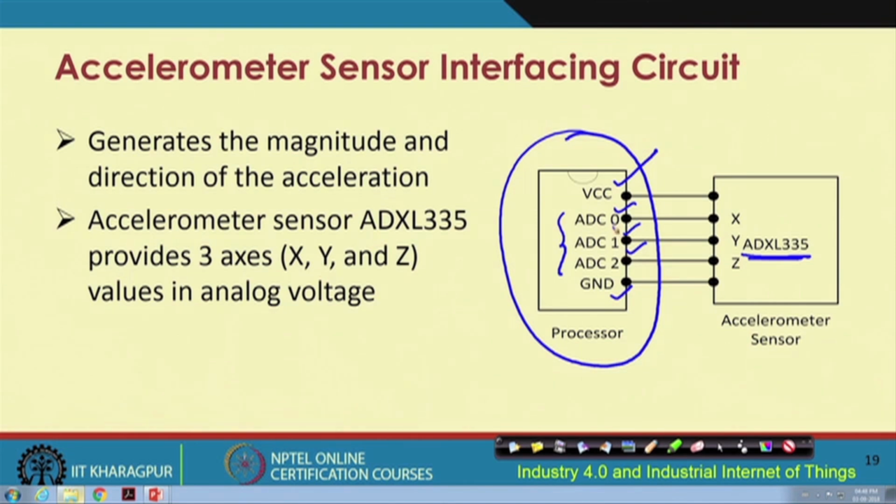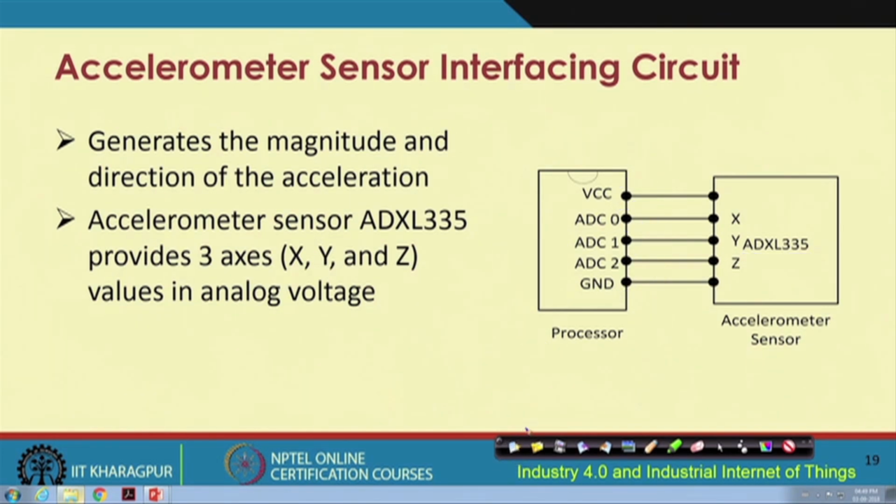And why do we have 3 ADCs over here? Because accelerometer data come as x, y and z coordinate values, and these analog voltages will have to be captured in this processor in this manner through these different ports 0, 1 and 2.